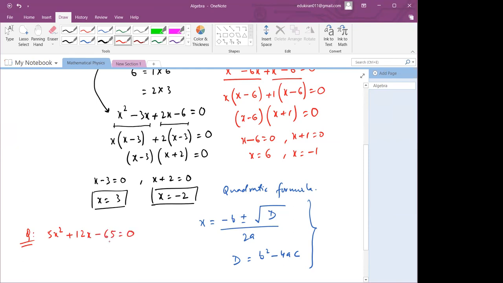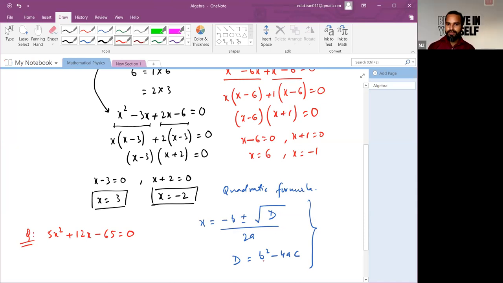Sir, what is D? D is the discriminant here, which is equal to b square minus 4ac. D is called the discriminant. Try to solve this equation.